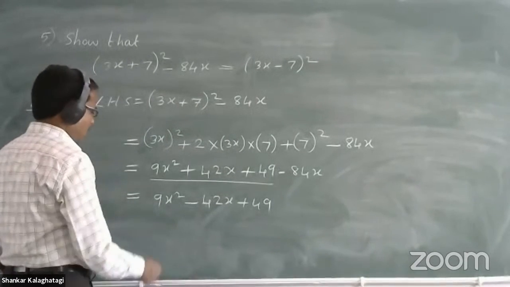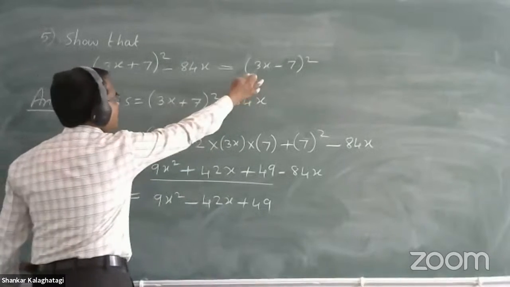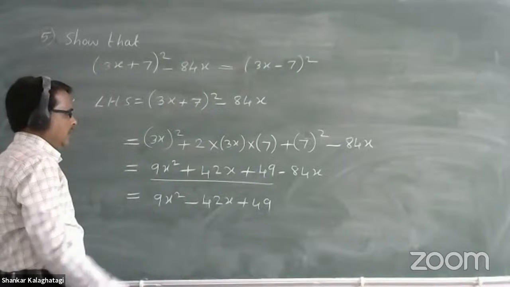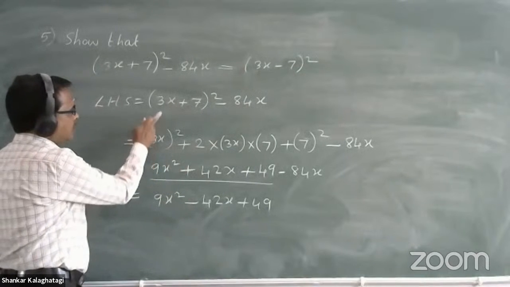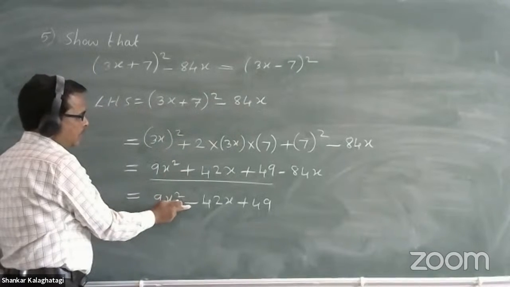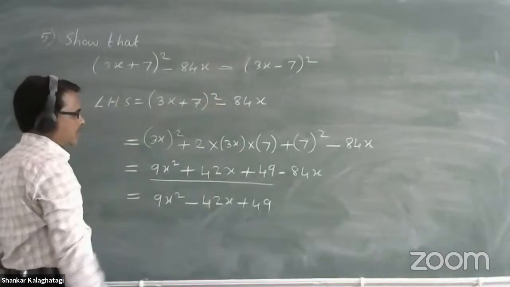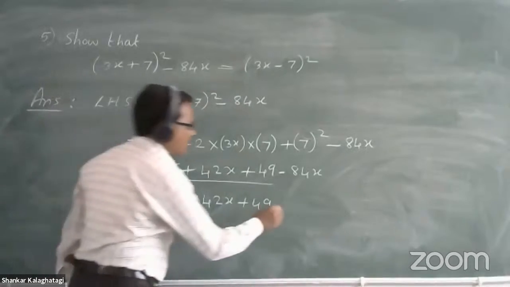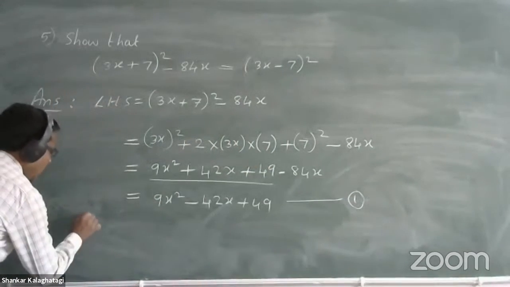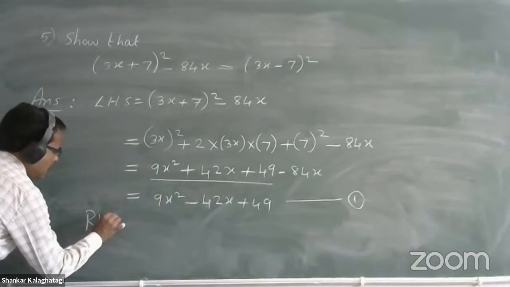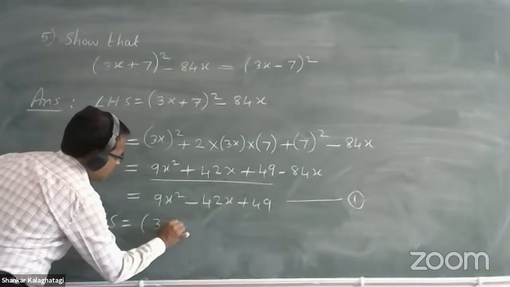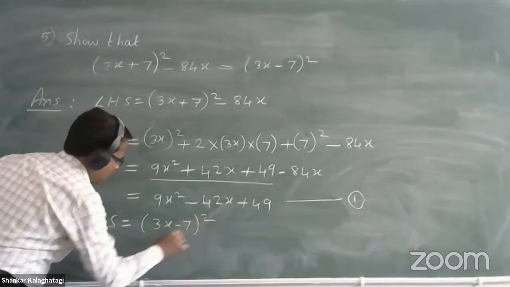Now this is equal to the RHS. Let us see what the RHS becomes. (3x − 7)² is the RHS. This is 1. Now you take the RHS. RHS is what? (3x − 7)².